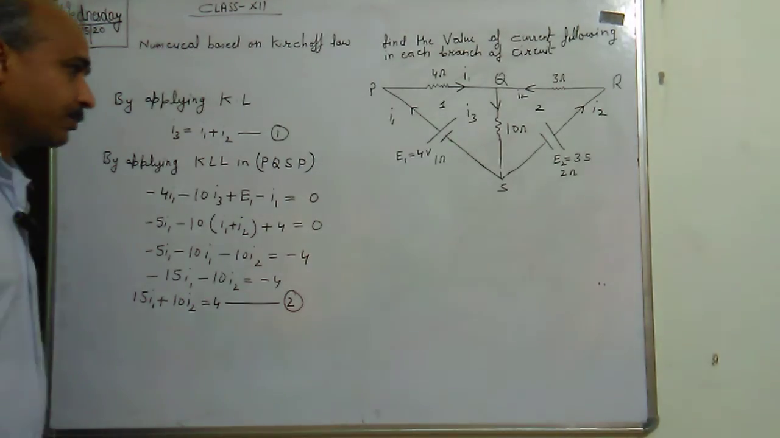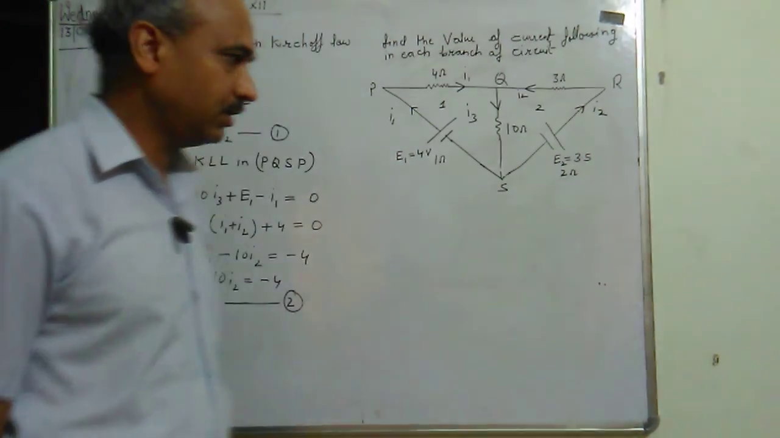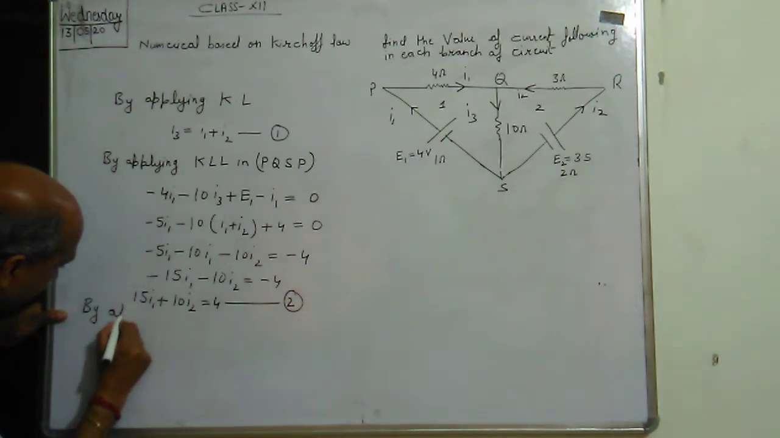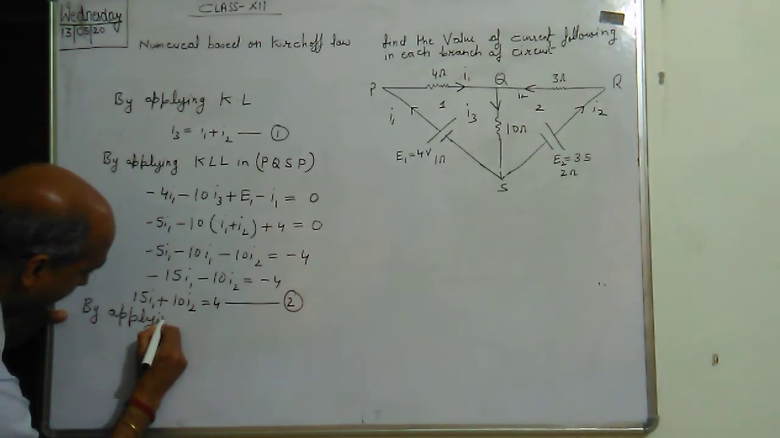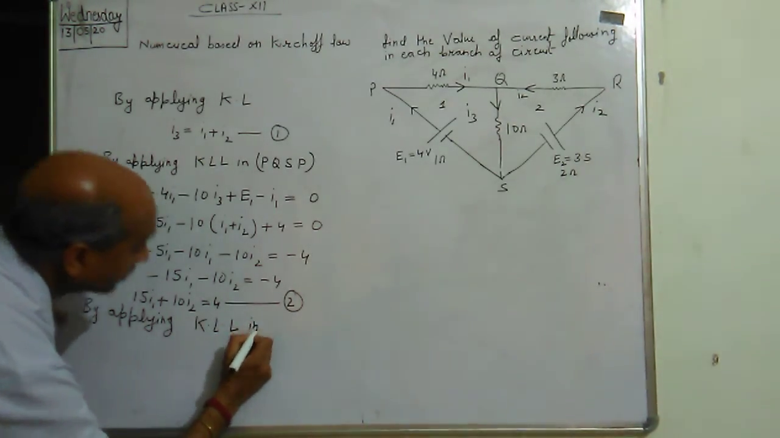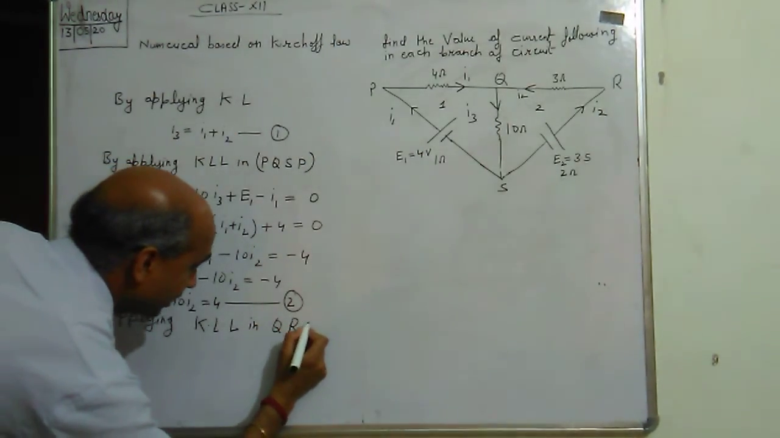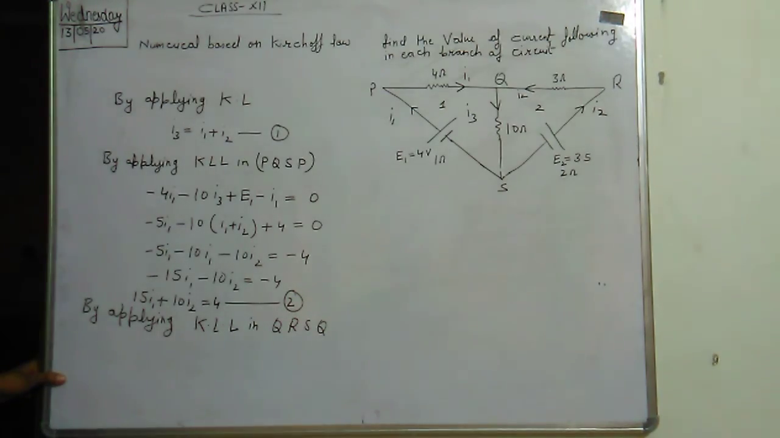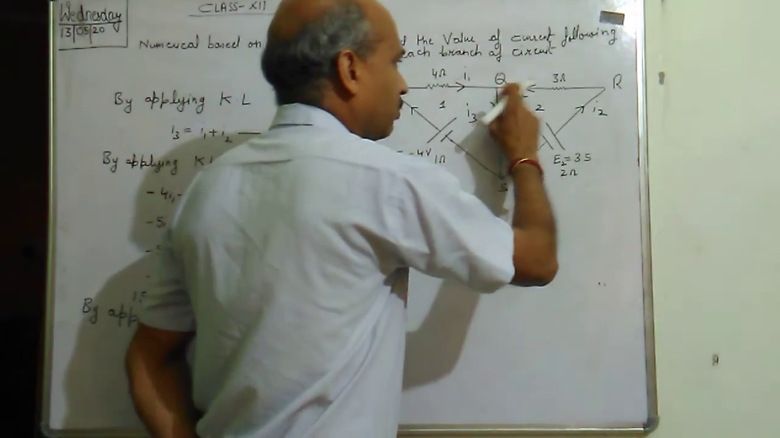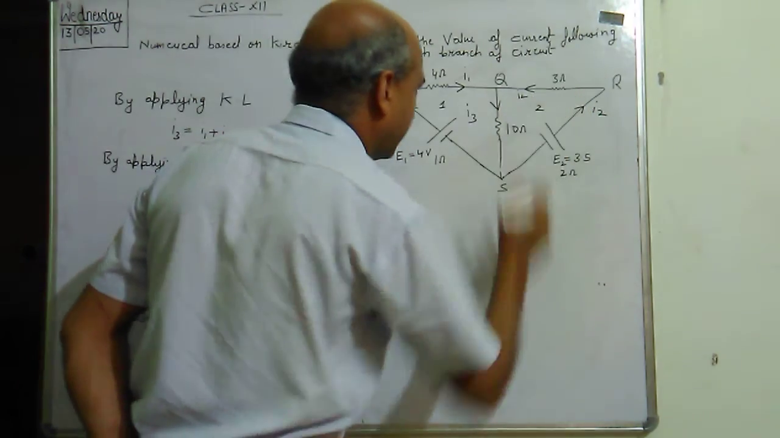Now, what we have to do, we have to apply Kirchhoff's loop law in this second loop. So by applying Kirchhoff's loop law in QRSQ. Now see here, see the direction of current. So we are moving from here. So we are moving against the direction of current. So that means the resistance should be taken as positive.